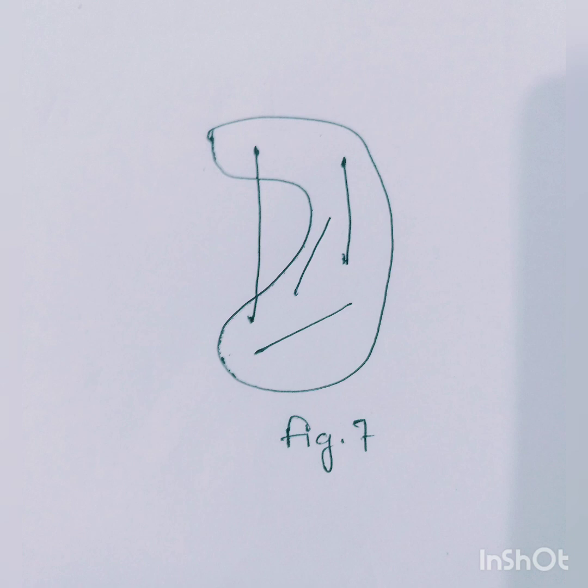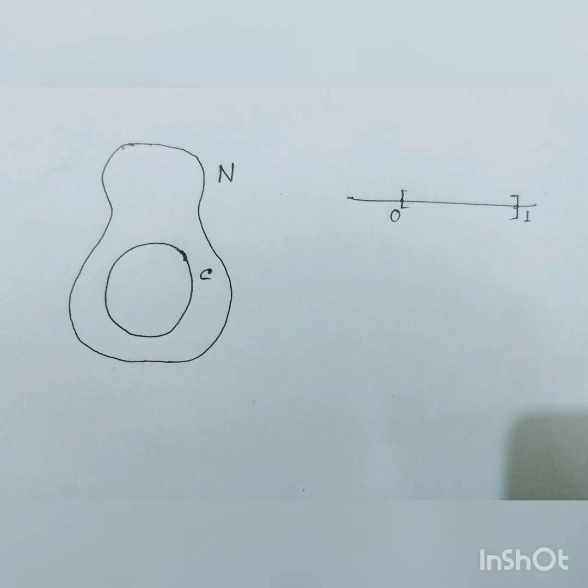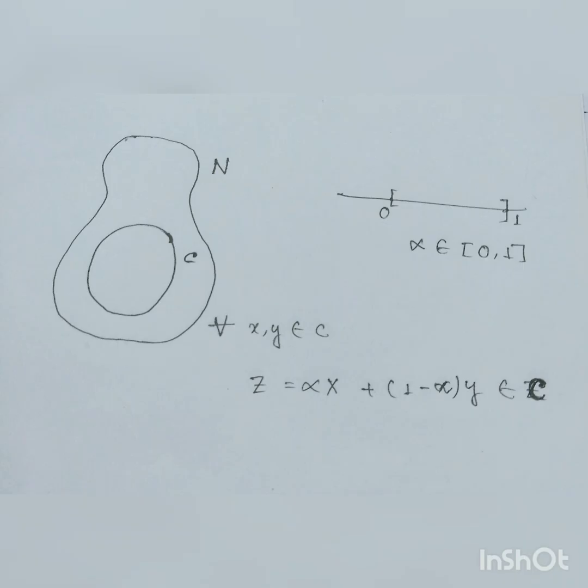Now I am moving toward the formal definition of a convex set. If C is a subset of the linear space N, then C is said to be convex if and only if, for all elements taken from the subset C, if we take any two random elements X and Y from C and a scalar alpha from the interval 0 to 1, then elements of the form alpha X plus (1 minus alpha) Y belong to C, the subset of N. So if this condition holds for every two elements of the set C, which is a subset of the linear space, then we can say that C is a convex set.